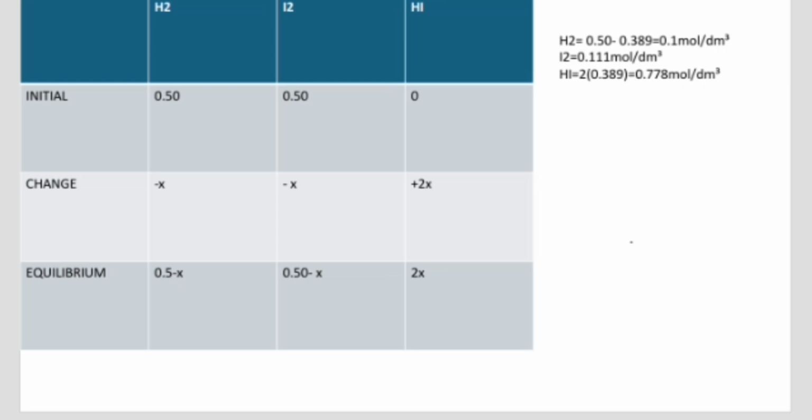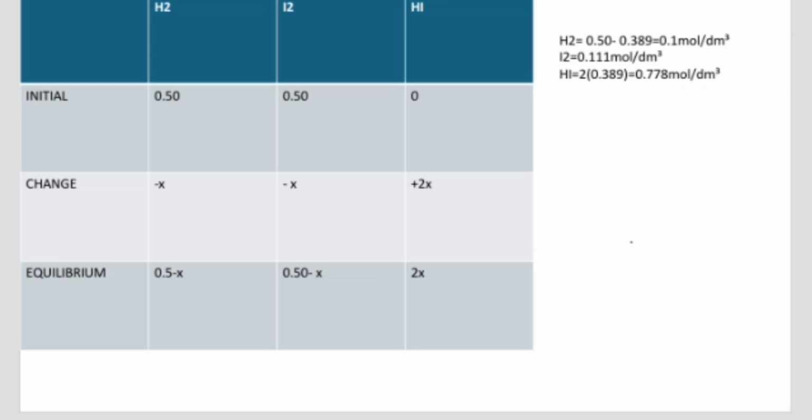So this is how you use the ICE table. Whenever someone talks about an ICE table, just know they are talking about initial, change and equilibrium. What are the things to note there? For the reactants, it's negative, negative the coefficient. If the coefficient is 1, you just say negative x. If the coefficient is 2, negative 2x. What about the products? The products are positive.